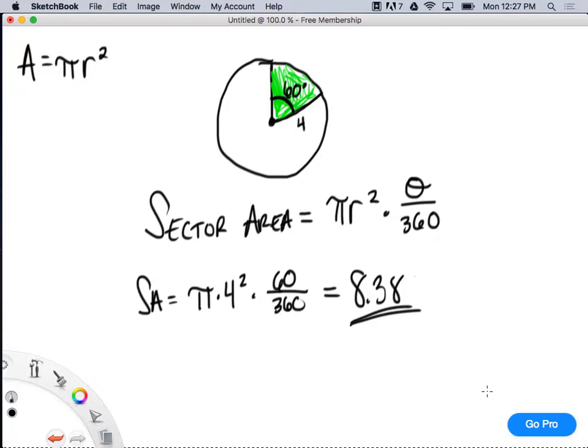Wait, can you explain how to do it again? Pi r squared. Where's the pi button? Pi is right here. Times 4 squared. Wait, how do you square it? I don't see pi. There's a square. Where do you put the exponent? Pi times 4.